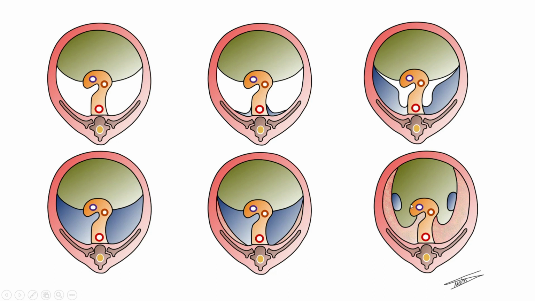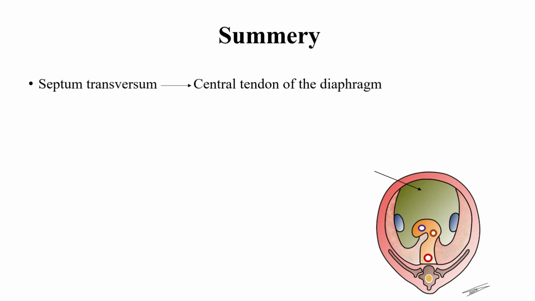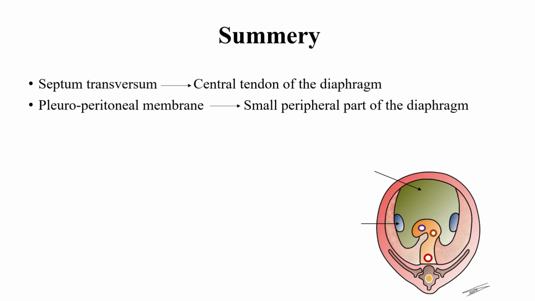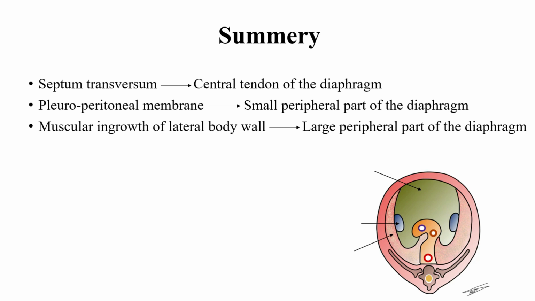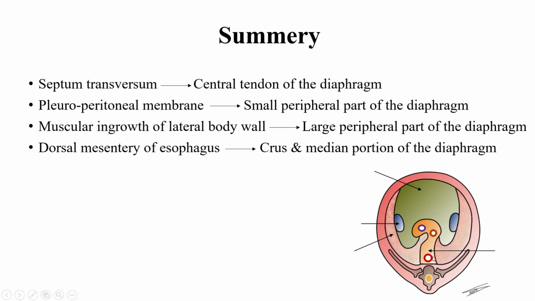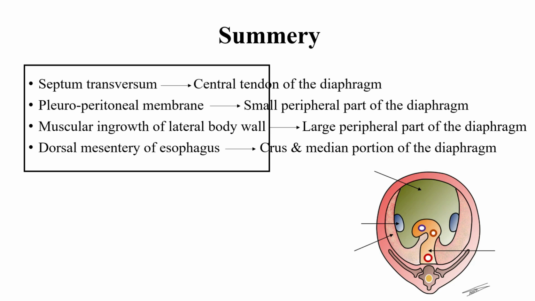In summary, we can say the septum transversum is forming the central tendon of the diaphragm. The pleuroperitoneal membrane is forming the small peripheral part of the diaphragm. Muscular ingrowth of the lateral body wall is forming the large peripheral part of the diaphragm. And lastly, the dorsal mesentery of the esophagus is forming the crus and the median portion of the diaphragm. Crus or crus, I don't know. Anyways, all these structures are coming from the mesoderm.